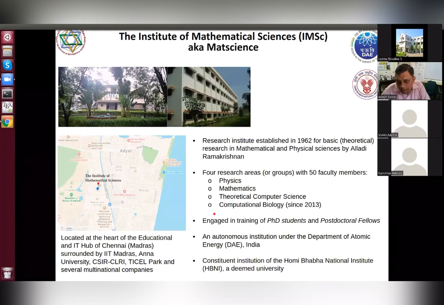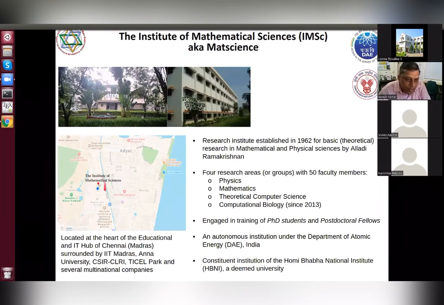Among the 4 groups, the newest is the computational biology group, in which I'm currently a faculty member, established in 2013. We are a research institute engaged in training PhD students and postdoctoral fellows. We don't have undergraduate or master's students. MatScience is an autonomous institution of the Department of Atomic Energy, India. It's also a constituent institution of the Homi Bhabha National Institute, or HBNI, a deemed university. Our PhD students get their degree from HBNI, our degree awarding institution.